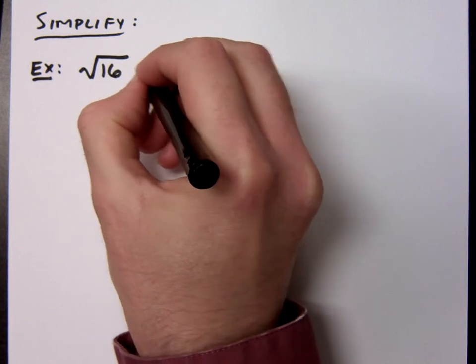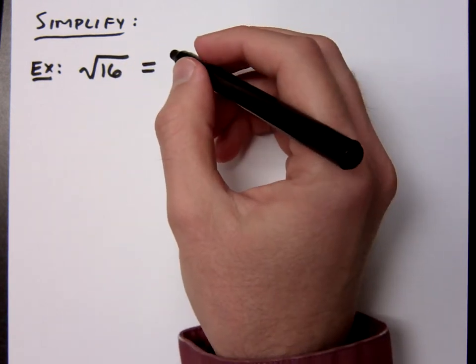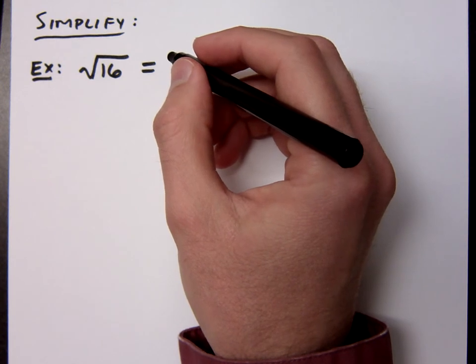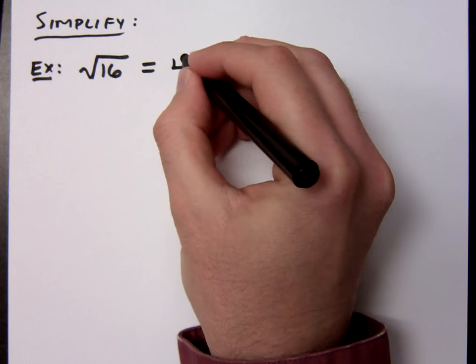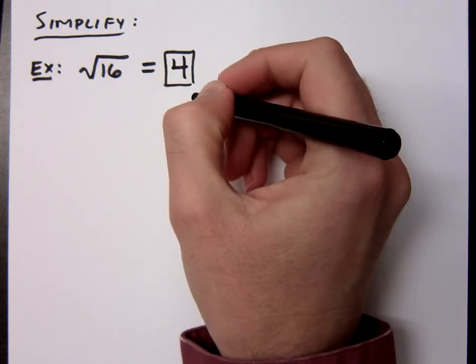The square root of 16. What do you guys say? 4. You say 4, right? You don't say 16, you don't say 16 squared, do you? No. So the answer here is 4. And we know this. And we've known that for a long time, right?